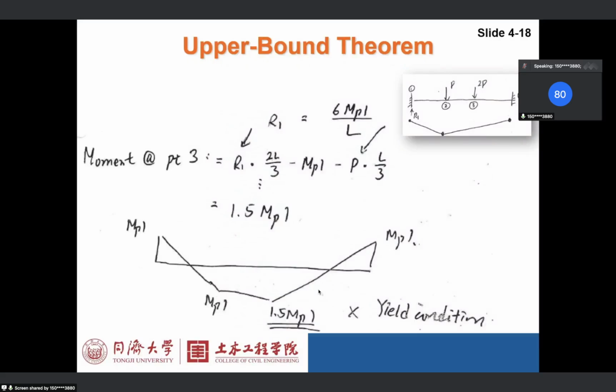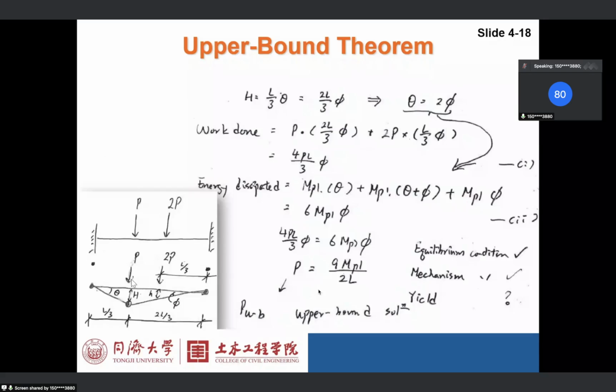I mean, in real conditions, in the real world, it is impossible. So the yield condition is satisfied. If the yield condition is violated, it means that based on this, we only get an upper bound theorem. Okay. So anyway, let's continue.